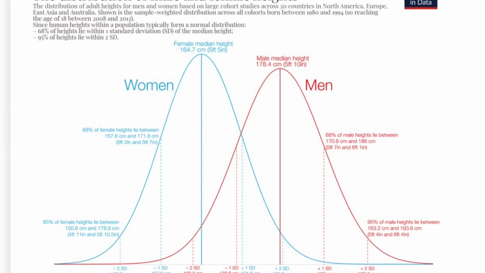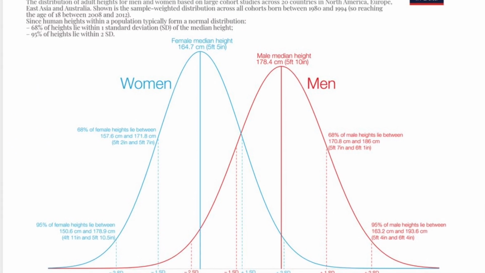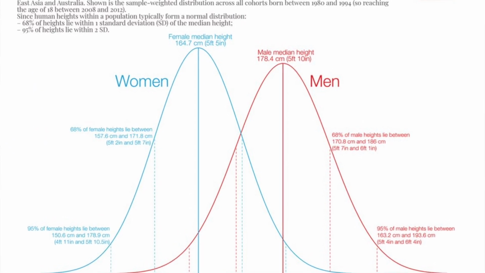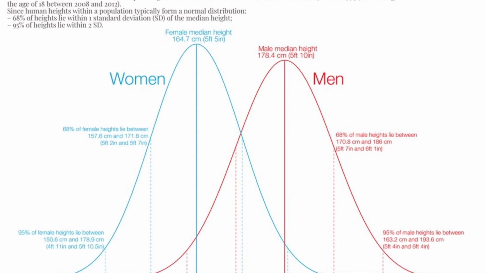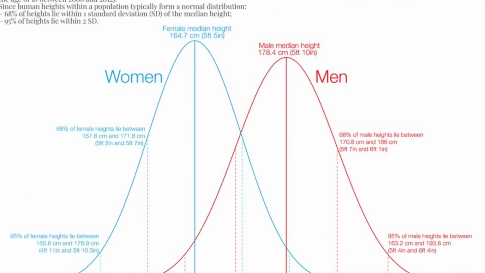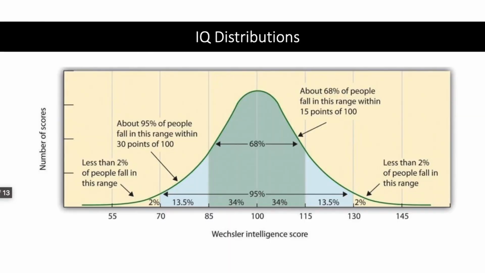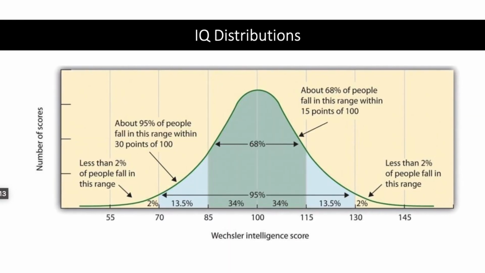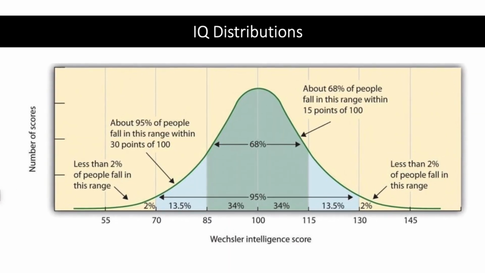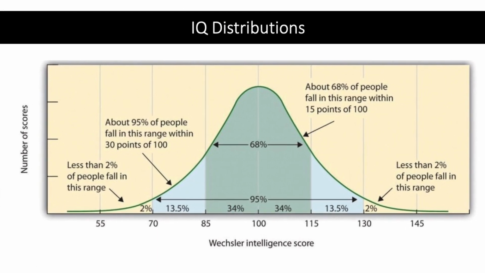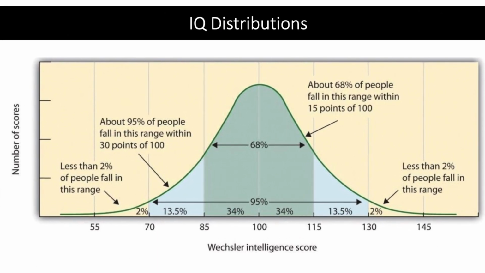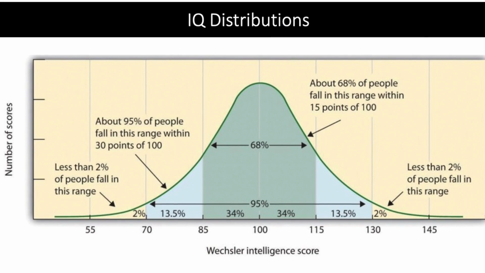IQ and height are two data sets with normal distributions. As we can see here, women's height has a hump further back than men's height because their average height is smaller, but their distributions are both a very similar shape. And for IQ here, we very helpfully have the standard deviations mapped out. The first is between 85 and 115 points. The second distribution is between 70 and 130, and the third is between 55 and 145.